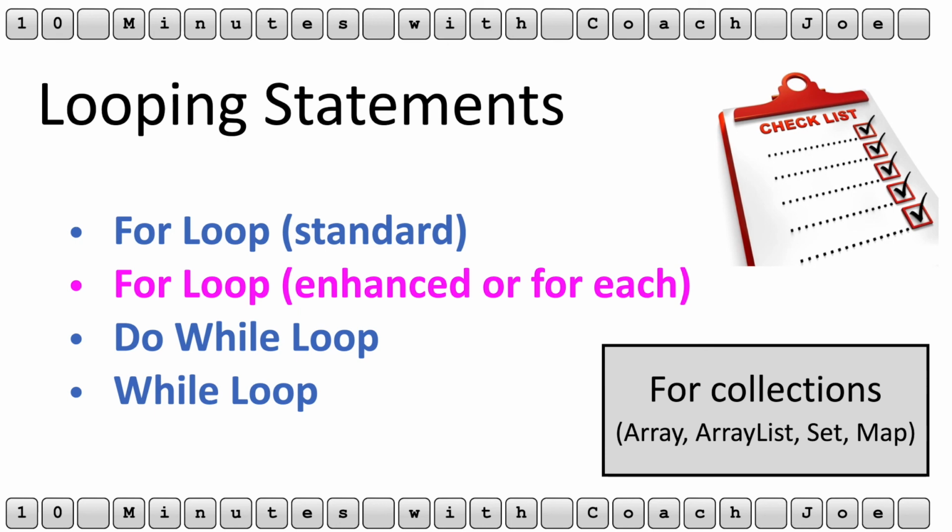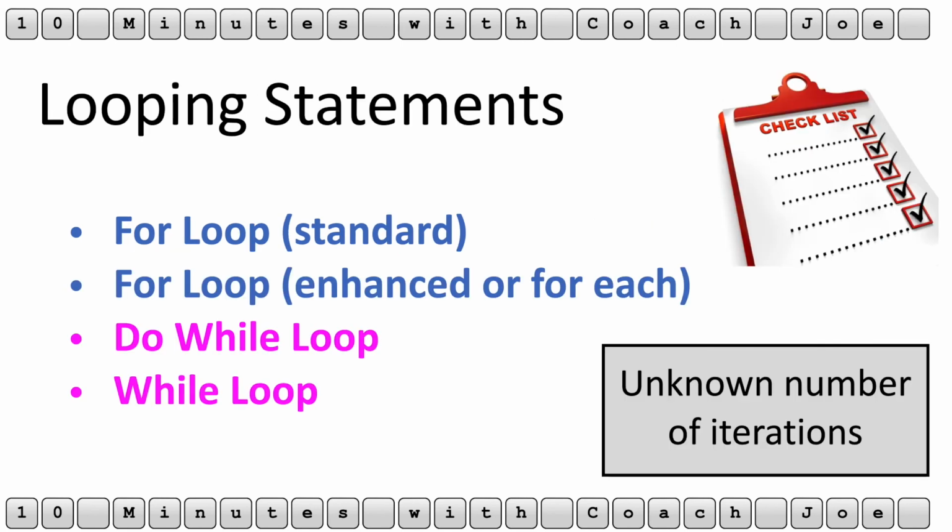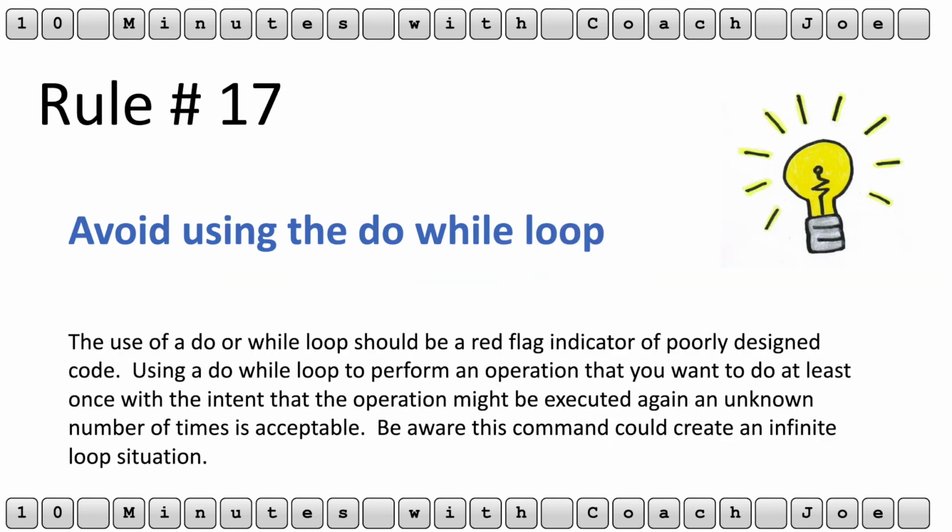The enhanced for loop is used when you need to iterate over a collection like an array, ArrayList, set, or map. This will be a very common looping situation. Coach Joe Rule number 33 states, use the enhanced for loop when iterating through a collection. The do-while and while loops are used when you don't know the exact number of times a code block will be executed. These two loops are infrequently used. Coach Joe Rule 17 states, avoid using the do-while and while loops. Use the do-while or while loop when you don't know the exact number of iterations that will occur. It's not for collections. Beware of infinite loop situations.